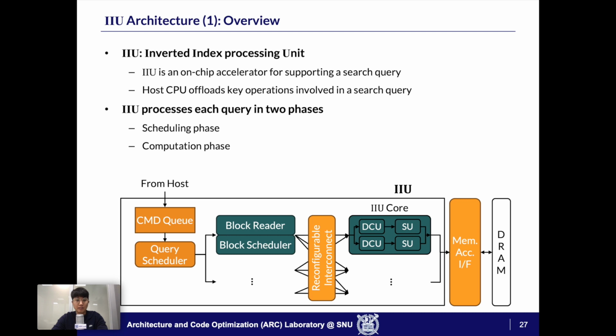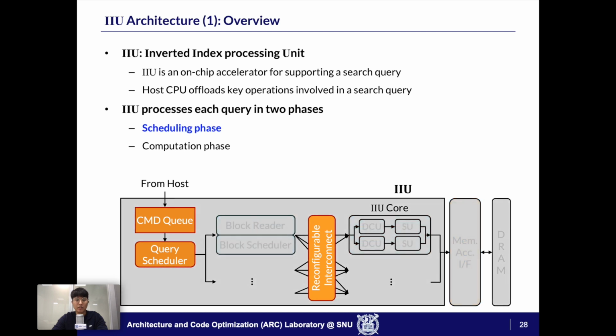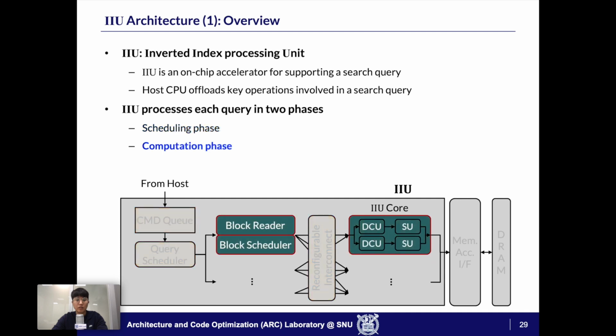The overall architecture of 2U is as follows. 2U is an on-chip accelerator for supporting a search query. The host CPU offloads key operations to 2U, and 2U processes each query in two phases. First, in the scheduling phase, 2U schedules the query and configures the connection between block leader scheduler pairs and 2U cores. In the computation phase, 2U fetches compressed blocks and performs decompression, set operations, and scoring.